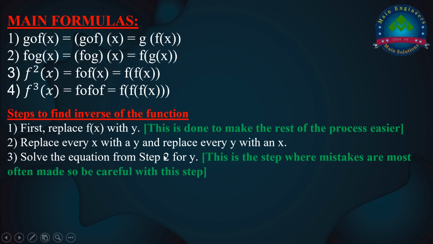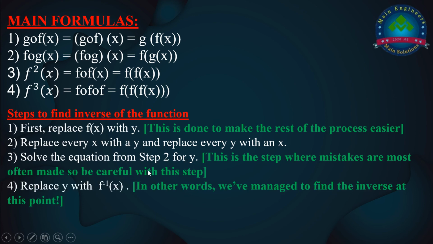Third step is to solve the equation from step 2 for y. So once we interchange the positions of x and y, we have to solve the equation for y. And then we have to replace y with f inverse x. So whatever the expression for y is, it will be f inverse x. Last, we write y is equal to f inverse x is equal to whatever the result is, and that will be our answer.